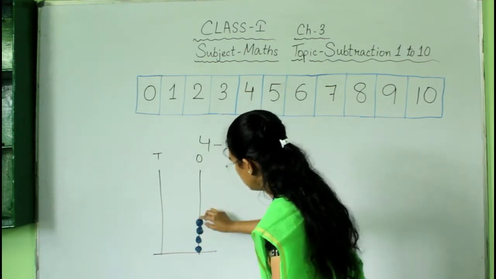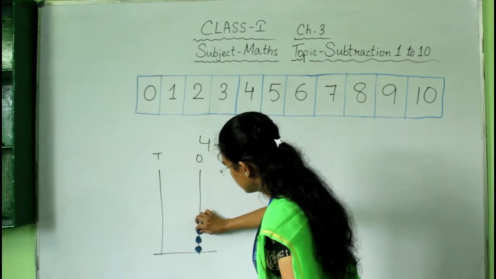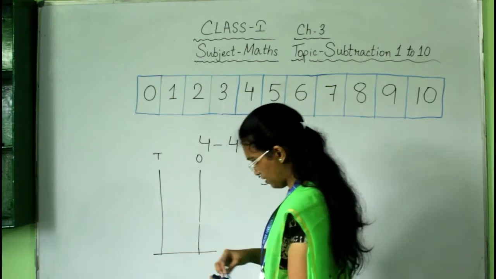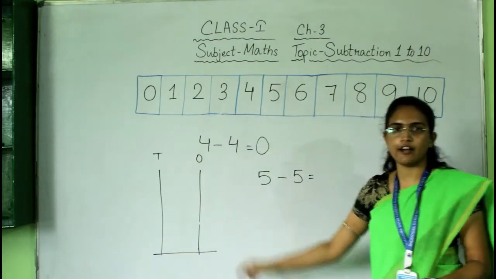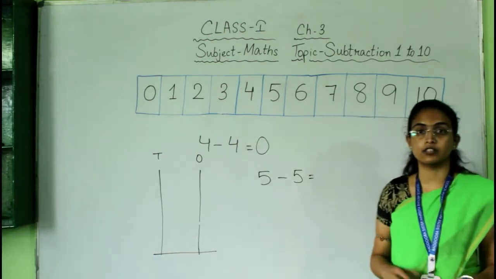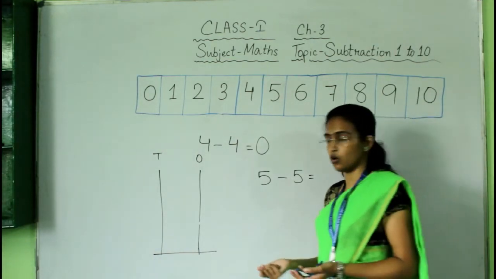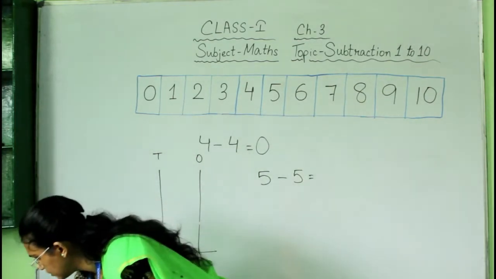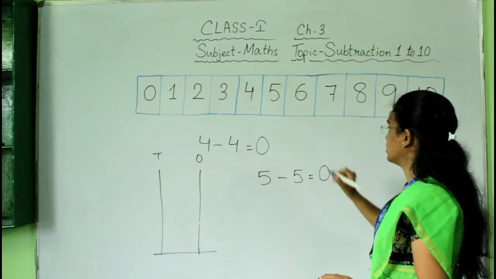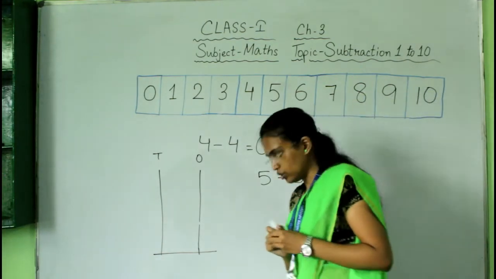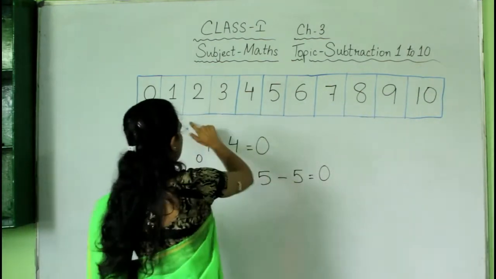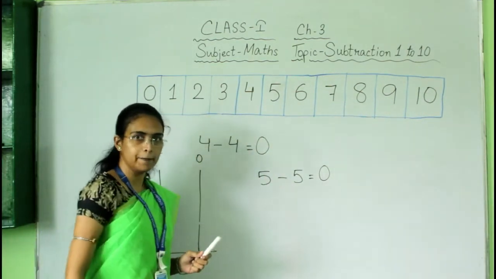1, 2, 3, 4, 5. Now how many balls left? Nothing. No balls. That means 0. So 5 minus 5 equals to what? 0. Yes. Have you understood this? Now same thing we will do in this number strip. Okay?